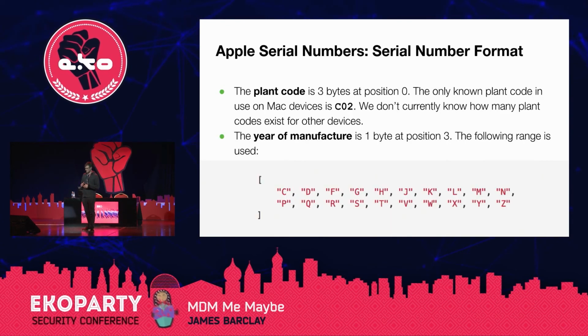So the plant code is the first part. It's 3 bytes at position 0. The only known plant code on Mac devices is C02, but we don't know how many plant codes exist for other devices. On iOS devices, for example, there are many plant codes. The year of manufacture is 1 byte at position 3. And uses the range listed below.